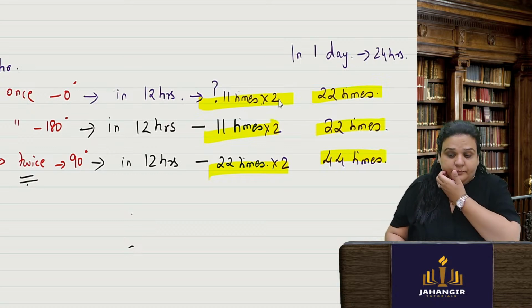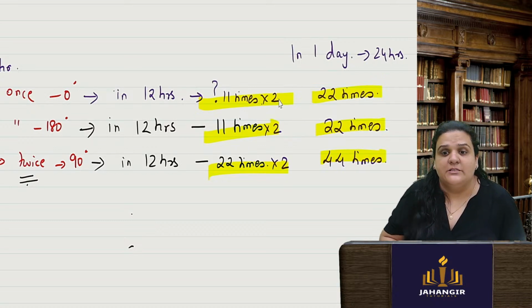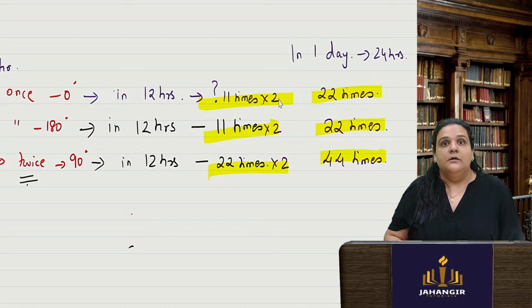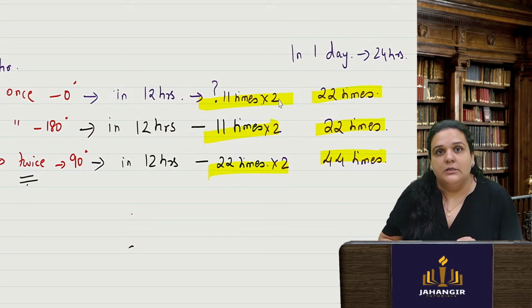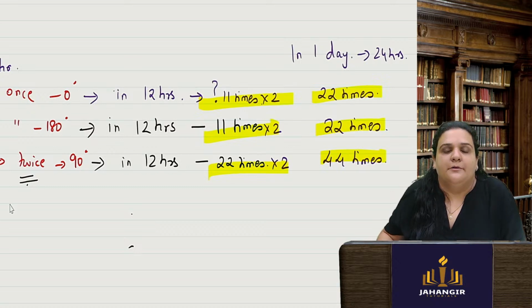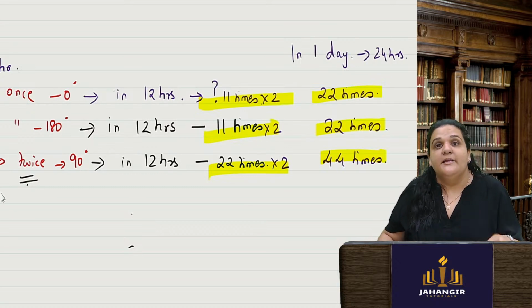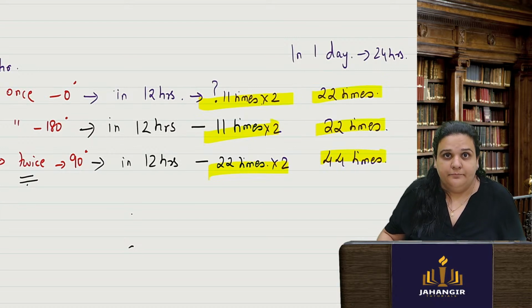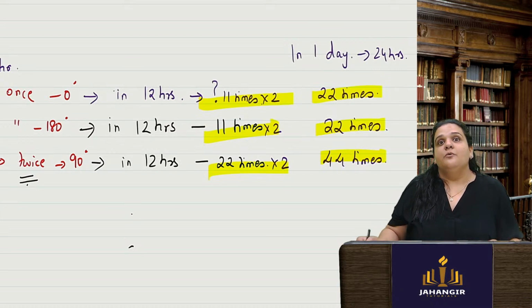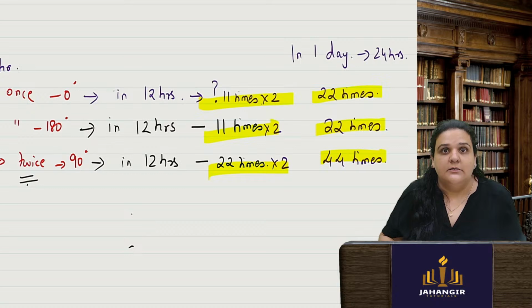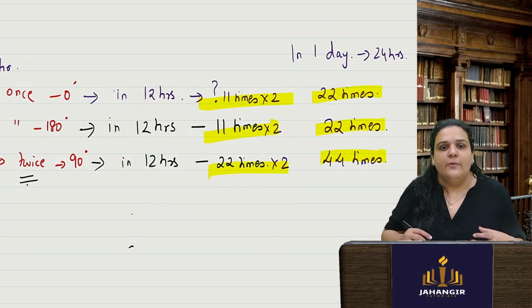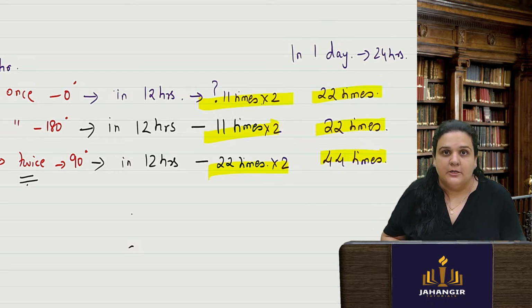Now, there are various types of questions asked in the exam based on the concepts of clocks. One is theory. One is based on finding the angle. One is when they give you the angle and ask you to find the time. So there are 2-3 types of different questions which can be asked from this chapter.